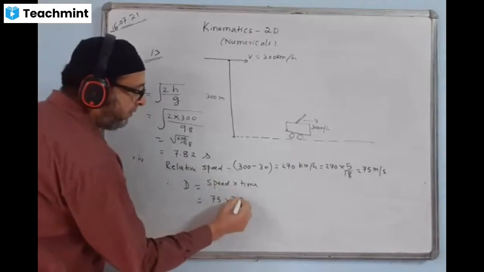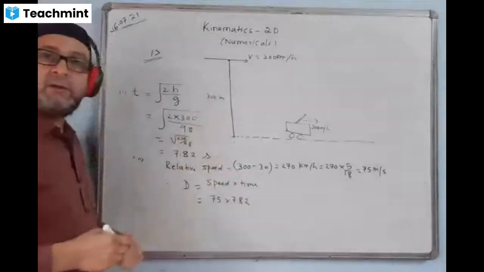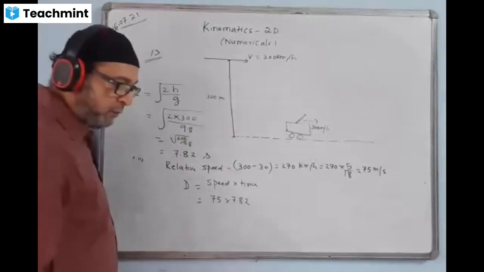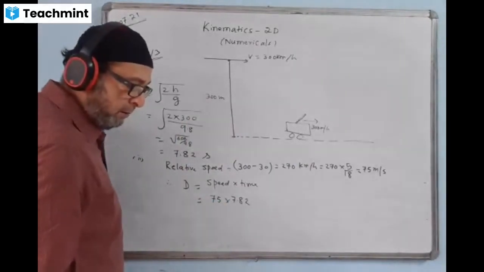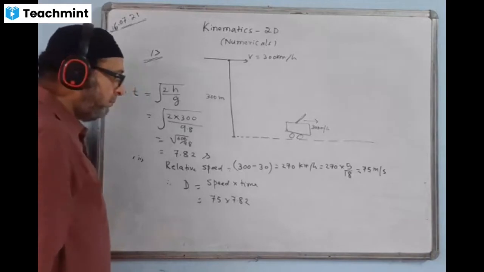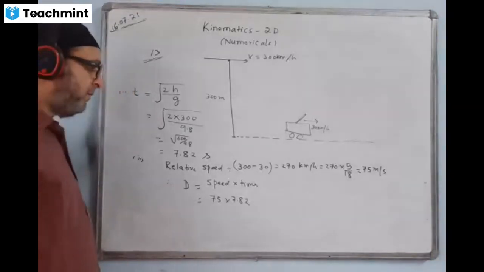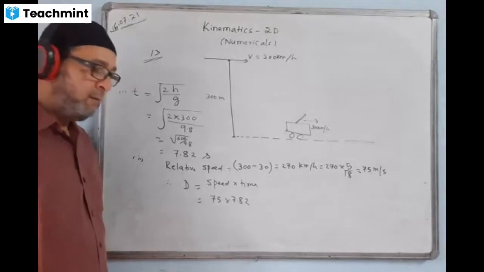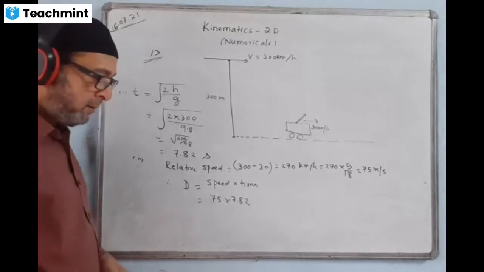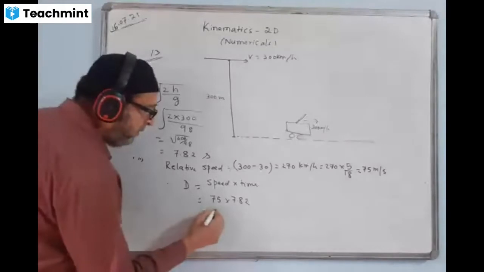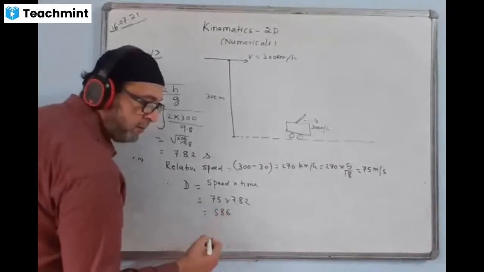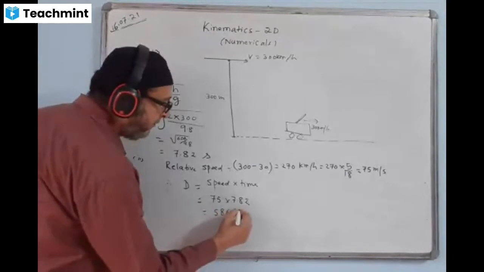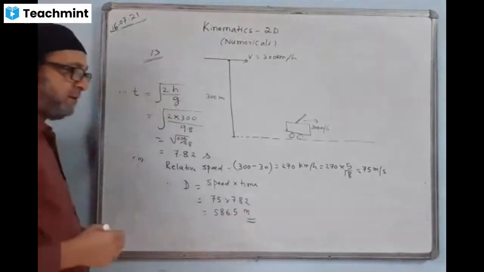the time we found before, 7.82, because the time is simultaneous, no? This is simultaneous motion. Now multiply 75 into 7.82. Check what is the answer. 75 into 7.82, what answer do you get? 586.5. Yeah, 586.5 meters. That is the answer.